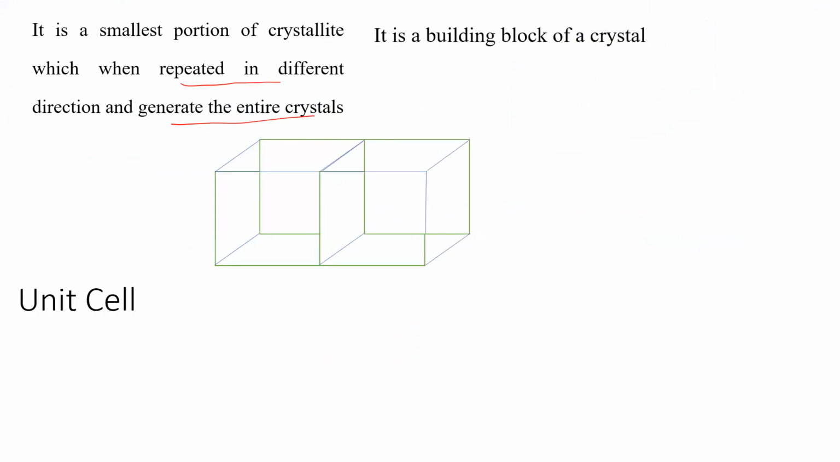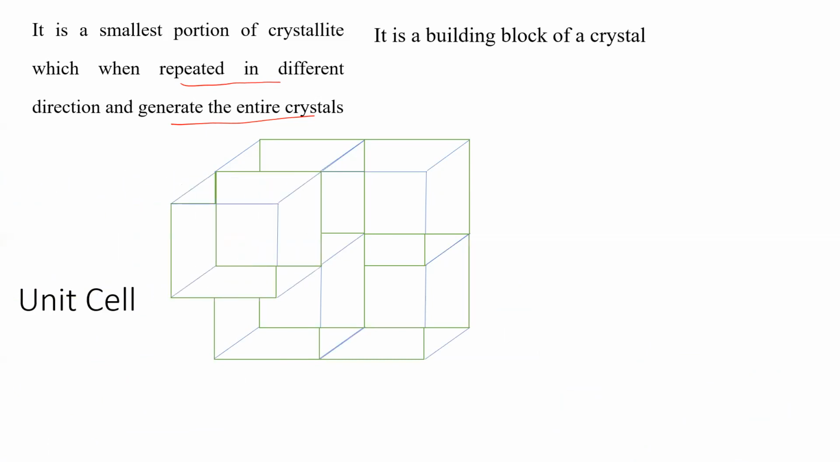Here it is a unit cell. This is a unit cell. It's a single part, a kind of building block of an entire crystal. It is the smallest portion of a crystal which, when repeated in different directions, generates the entire crystal. The first unit cell will be attached to the second one, and next will be the bottom of this one, then the right of this one, then the front of the first unit cell and the bottom of the second unit cell.